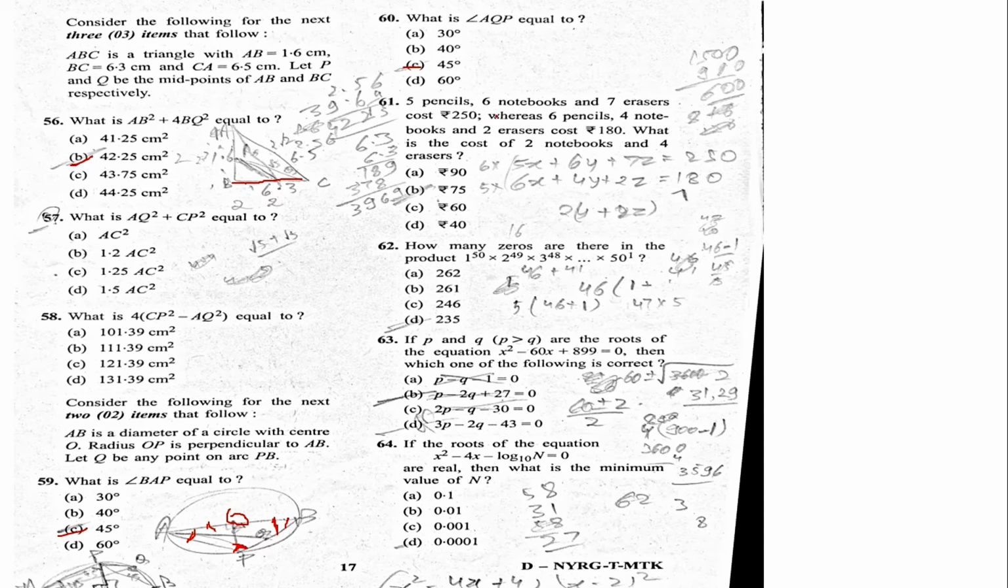Now the 61st question. In this question you could have calculated it like this: after writing x for the pencil, y for the notebook, z for the eraser, you get the equations. Then to eliminate the pencil, since it is not asked, you could have made it equal, so that it gets cancelled. 6 into 6 will be 36y, and here you will be getting 20y. So 36 minus 20 will be 16y, and here 7 into 6 is 42, and 5 into 2 is 10. So in this case 32 will be there.